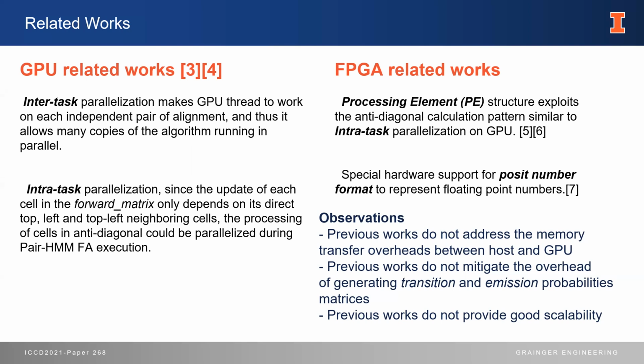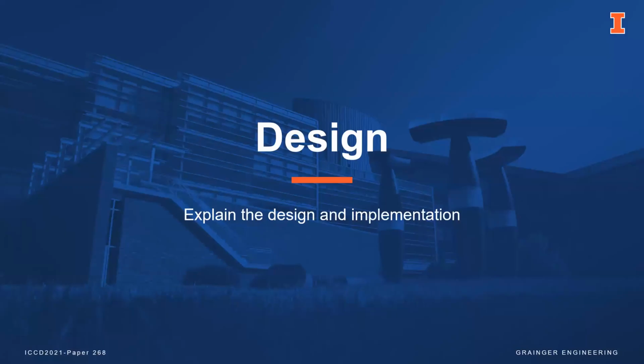Our observation here is that previous work does not discuss much about memory transfer overhead and how to mitigate it. They also assume the transition and emission probability matrices, which are very important for calculating the total likelihood, are computed on the CPU. And previous work does not provide good scalability. We have better scalability in that we can adjust the length of the processing unit, and our data structure is also more friendly to GPUs.